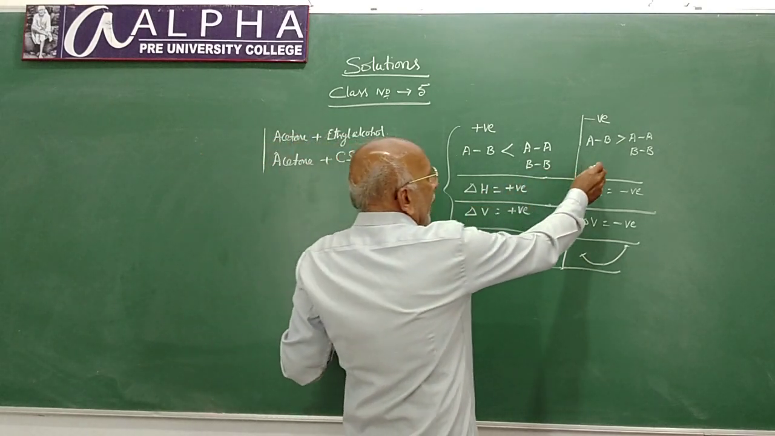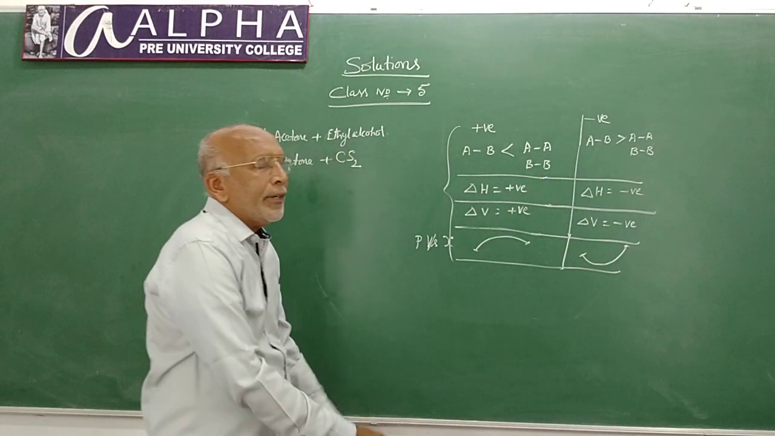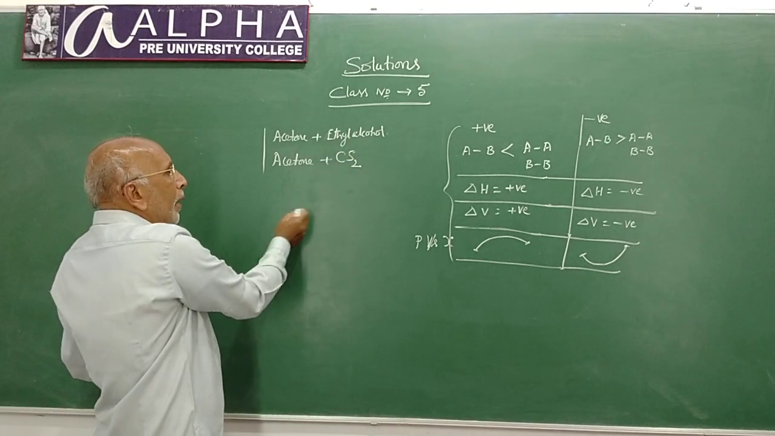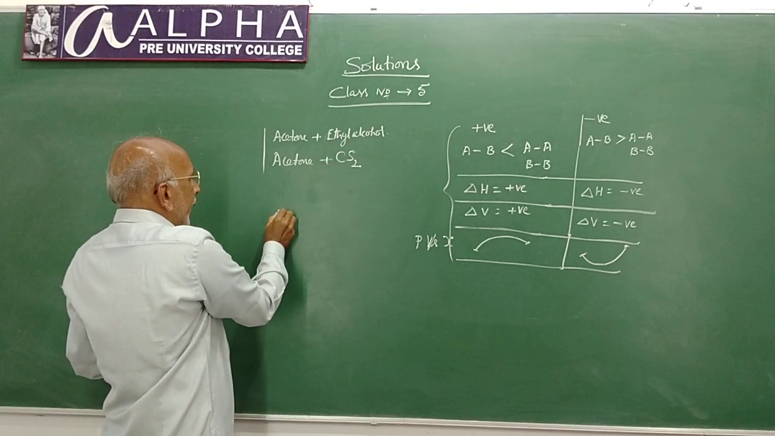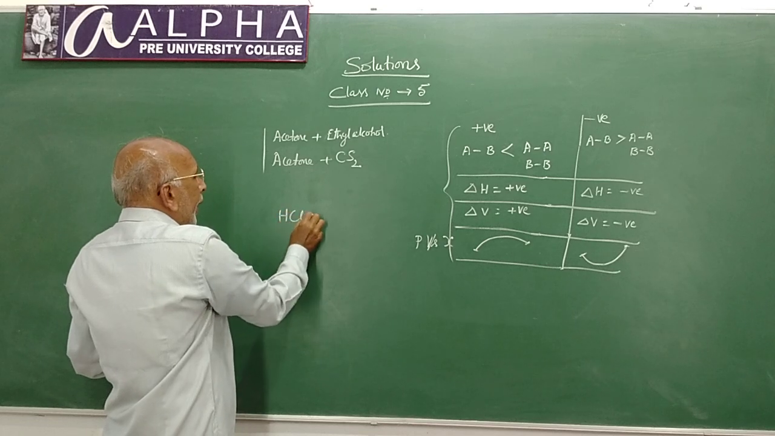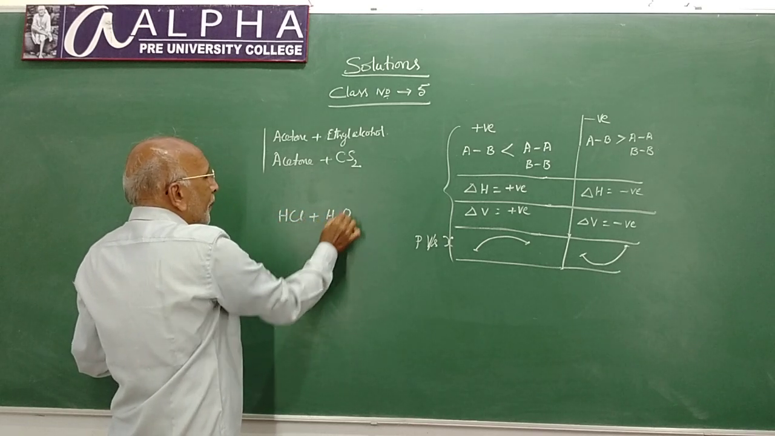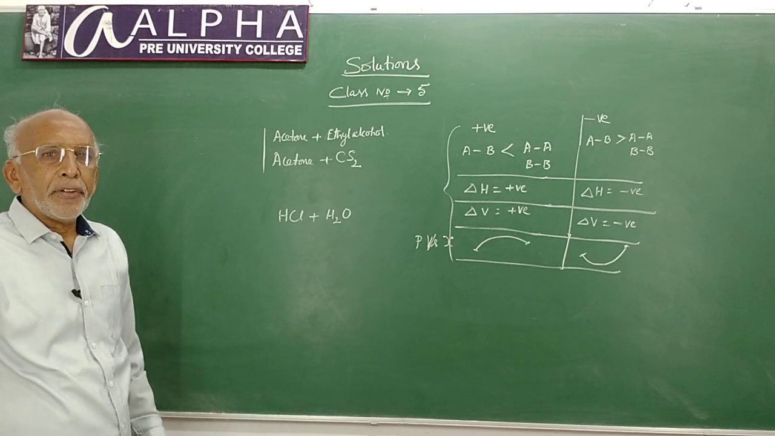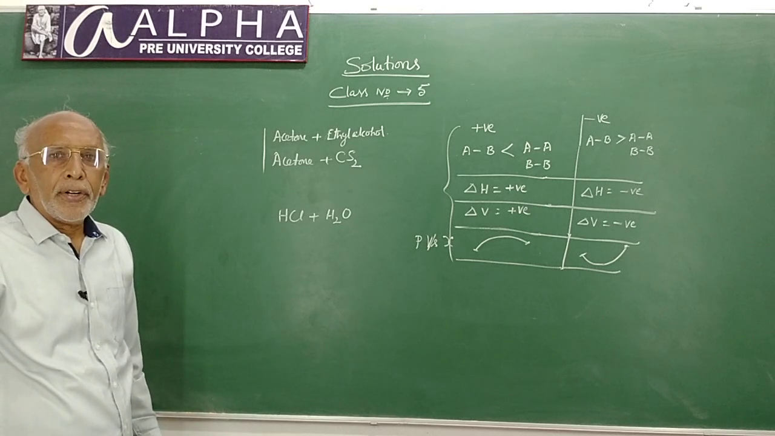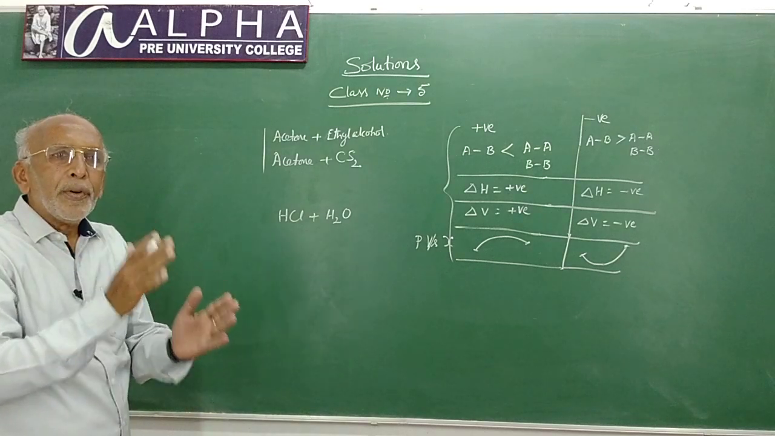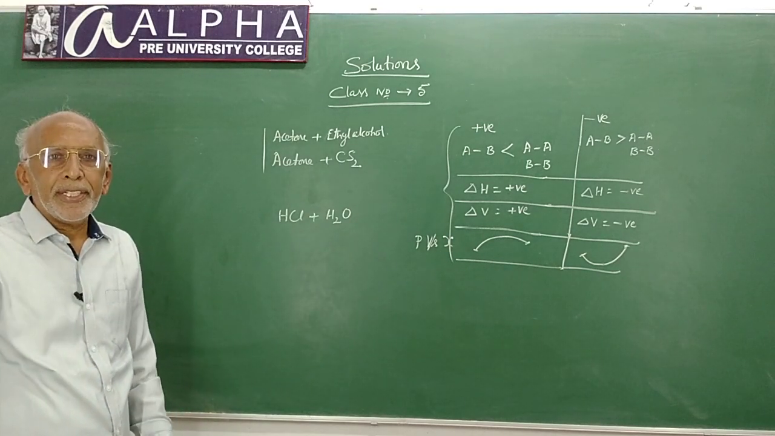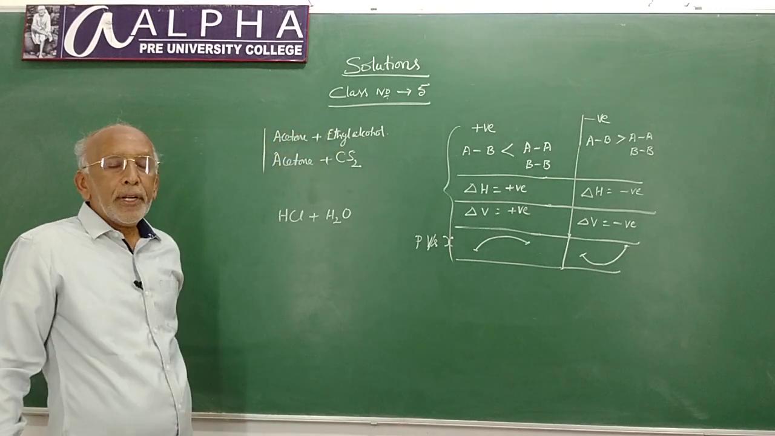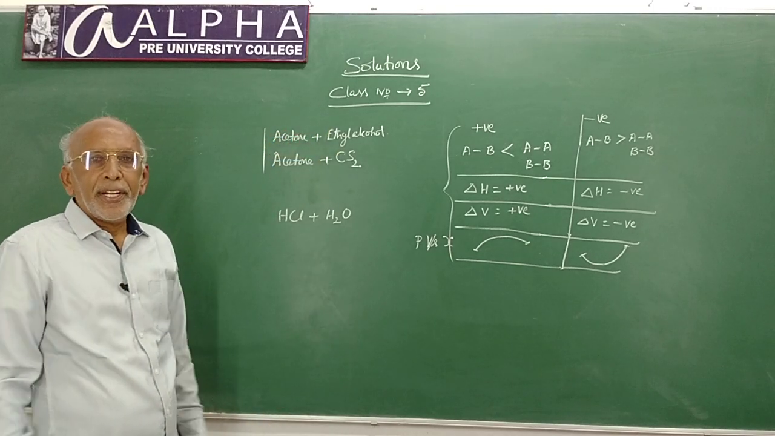Next, an example for negative deviation. See, HCl and H2O. HCl and H2O show negative deviation. When you mix concentrated hydrochloric acid with water, the volume of the resultant system decreases. Here, even when you mix ethyl alcohol with water, volume increases.